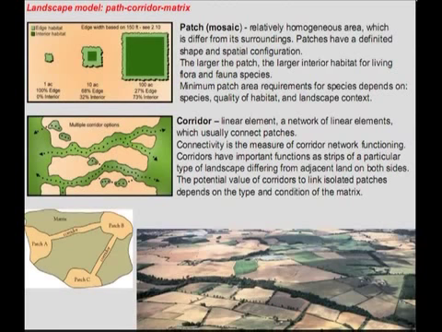The corridor is a network of linear elements that connects patches. Connectivity is an important measure of corridor functions, especially to address isolation of species in different patches.